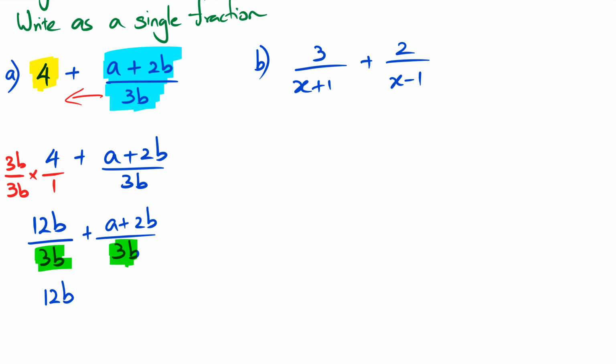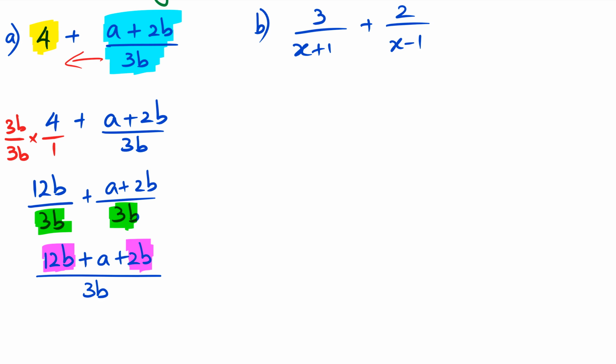So I can write this as 12b plus a plus 2b divided by 3b. But there's one more step that I need to do here. And that step is, because I have a 12b here and a 2b here, I need to combine them together. Okay, because I'm collecting the like terms. This is going to be 14b plus a over 3b.